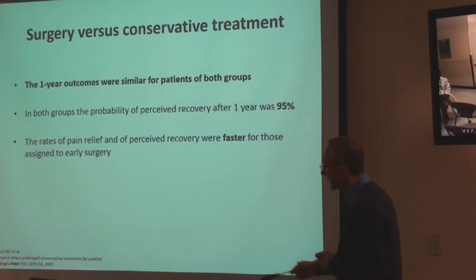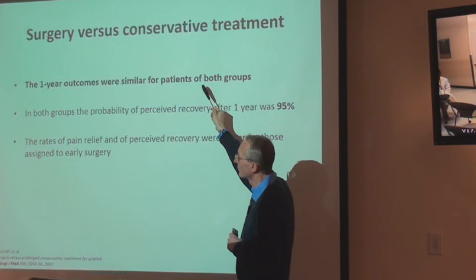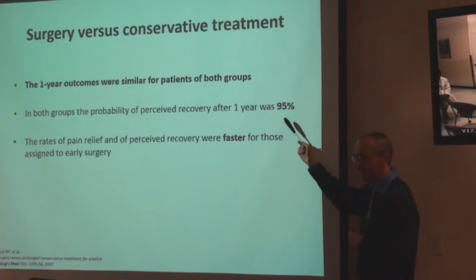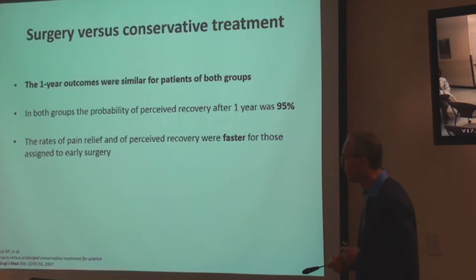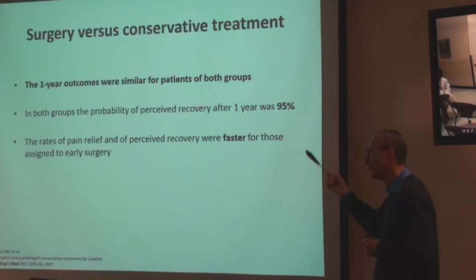The second group, as I said, is the Dutch group, published in the New England Journal. They had a 1 year follow-up study for the same question, whether surgery is better than conservative management, which showed that in both groups, the probability of perceived recovery after 1 year was 95%. So this shows that it's a good disease, patients improve, and they improve whether we operate on them or treat them conservatively, but the rate of pain relief was faster in the surgical group. And we saw this already for the cervical disc herniations, where surgery was providing relief faster than non-surgical management.